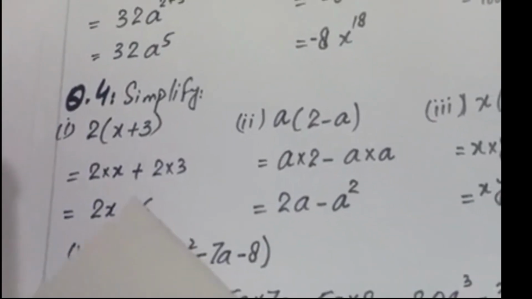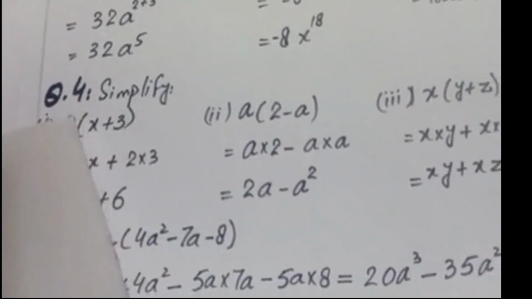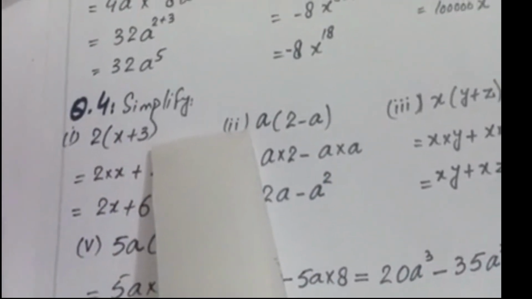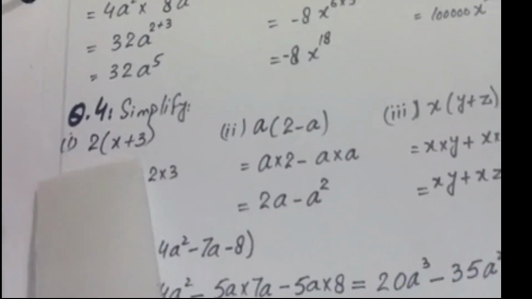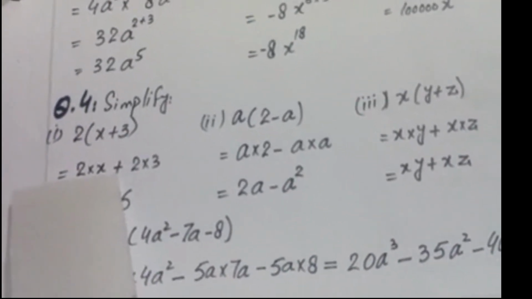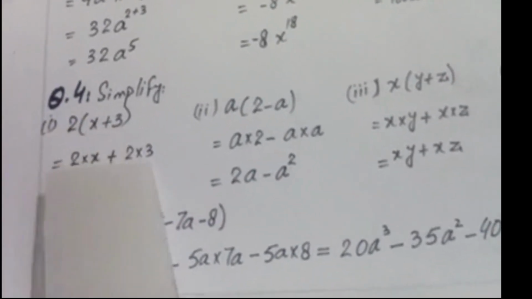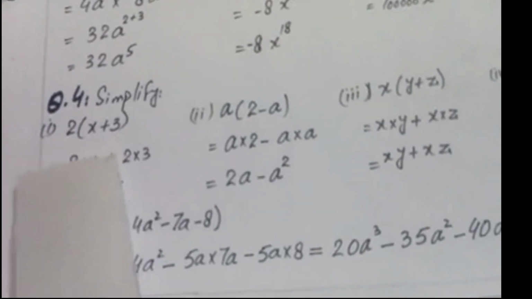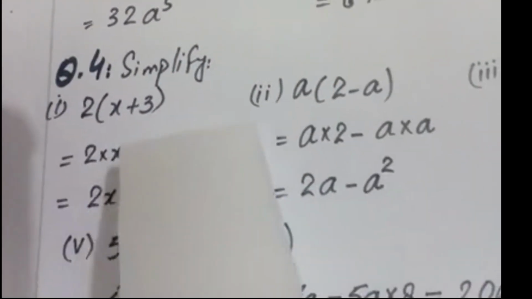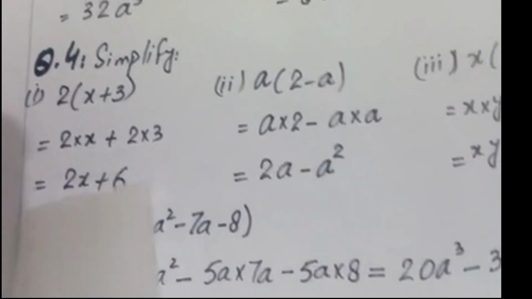Now we start question number 4 of this exercise 8b. First part is simplify 2(x + 3). We apply here distributive law, that is this 2 will be distributed to x and 3. This will become 2 multiplied by x plus, this plus will be as it is, and 2 multiplied by 3. So 2 multiplied by x is equal to 2x and 2 multiplied by 3 is equal to 6. 2x plus 6 is required answer.